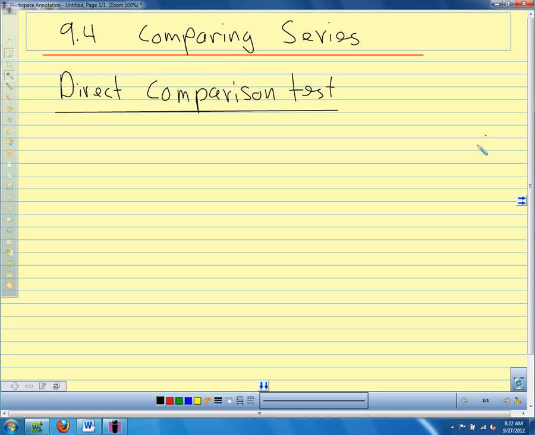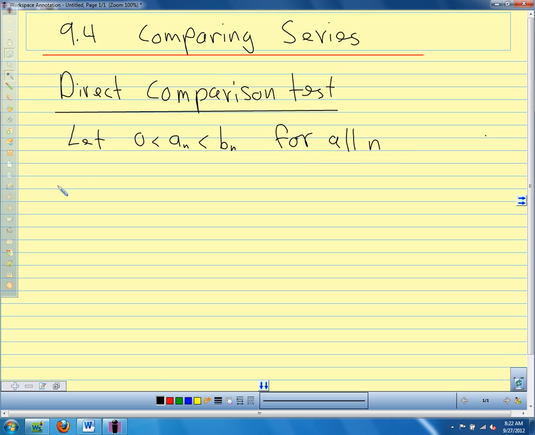So for our direct comparison test, our conditions, we're going to let 0 be less than the terms of some series a sub n, and another series b sub n. So we have this inequality, and this is true for all n.